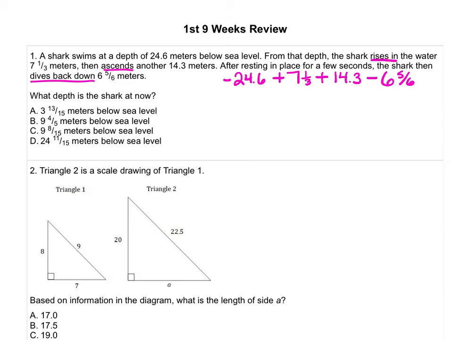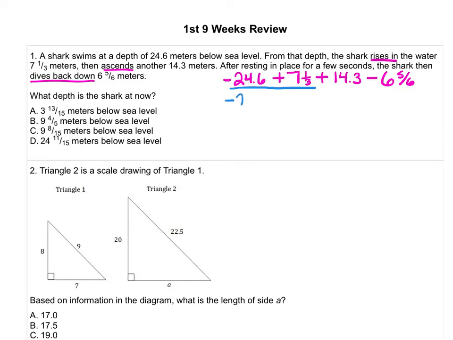We'll start with these first two, negative 24.6 plus 7 1/3. Now, one of these values is a decimal and the other one is a fraction. So we need to either make them both decimals or both fractions. Both decimals is easier, but we have a problem because 7 1/3 is going to come out to 7.3 repeating. So I'm going to make them both fractions.